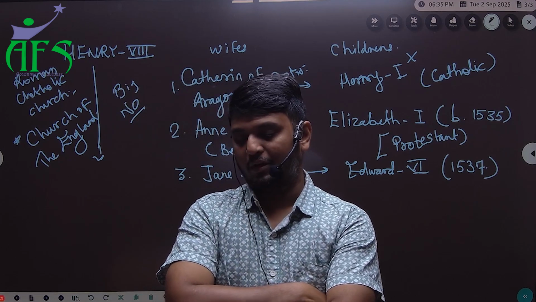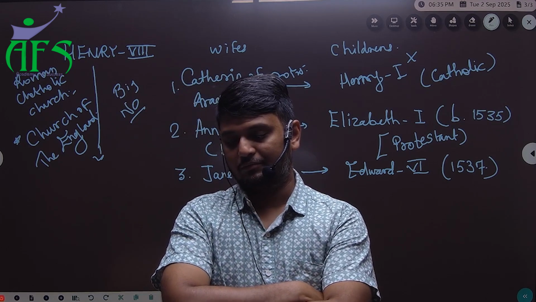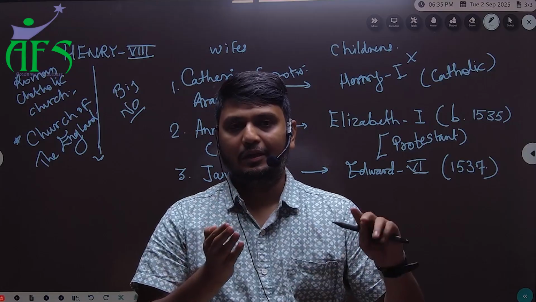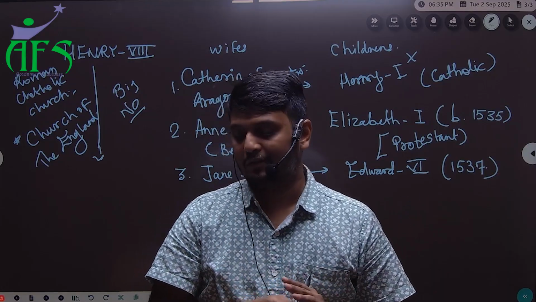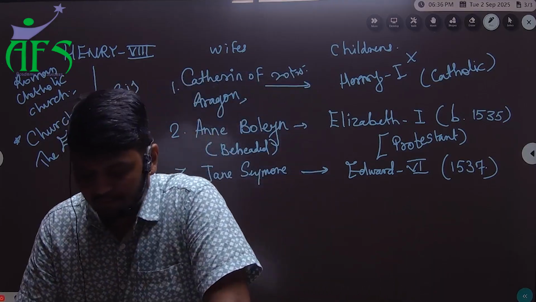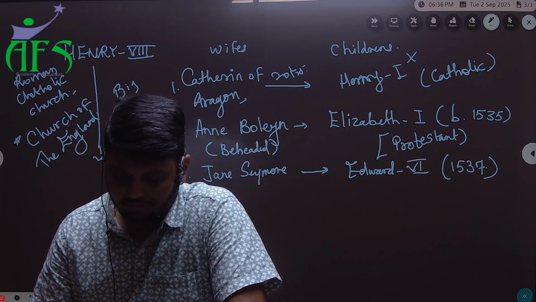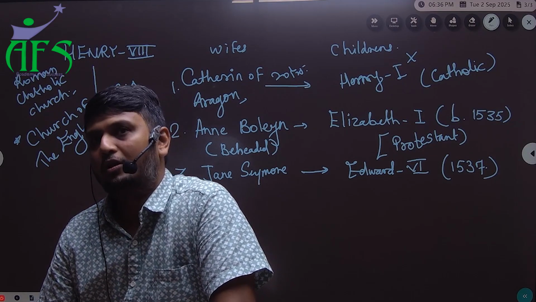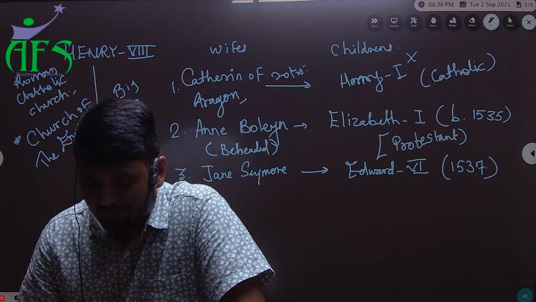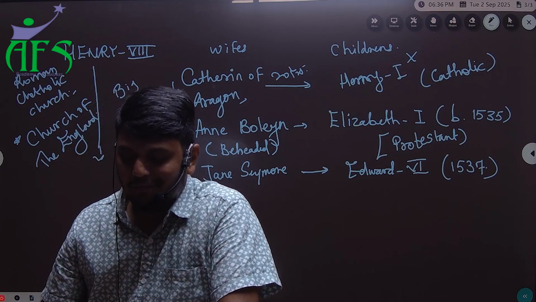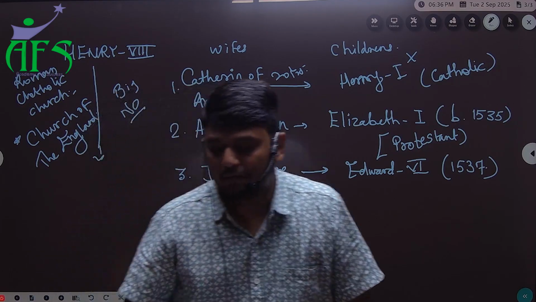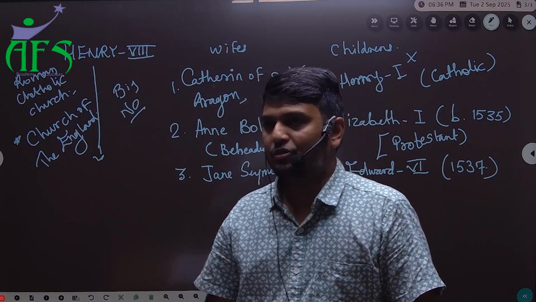And after that we have the second daughter of Henry the Eighth, Mary the First. She was crowned in 1553. That was again called a bloody marriage.